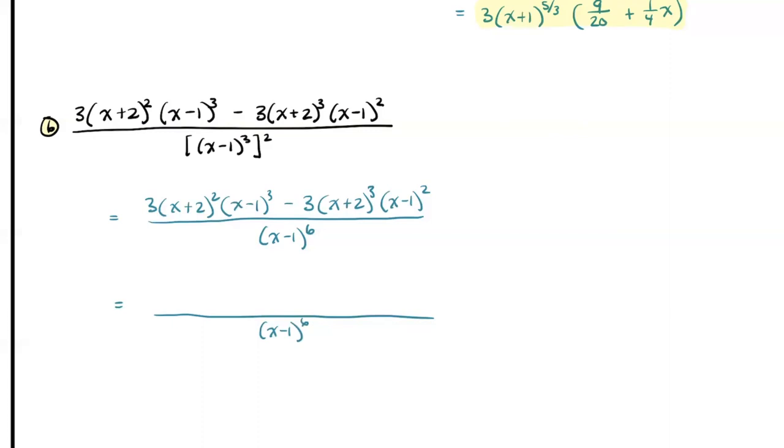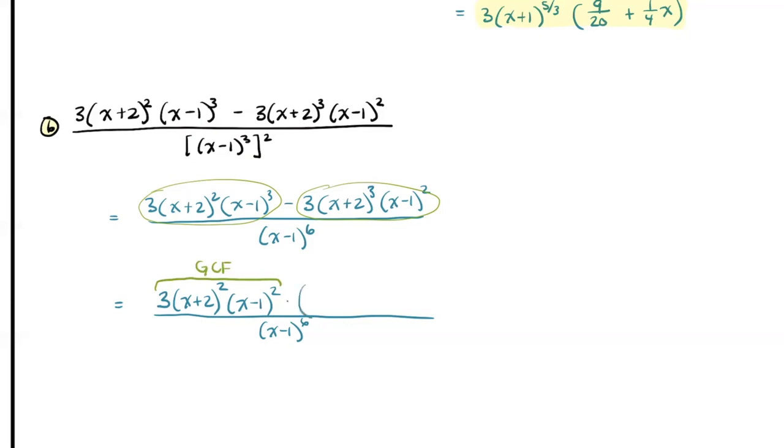We're going to want to look for a GCF across this first oval and that second oval. So we can definitely take out a 3. Then we look at the x plus 2, and the highest power that we could take out of both is squared. Then we look at x minus 1, and the highest power that we could take out of both, again, is squared. So here is the GCF of the numerator.